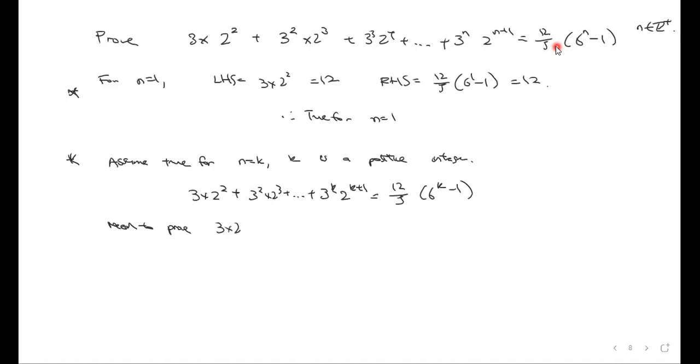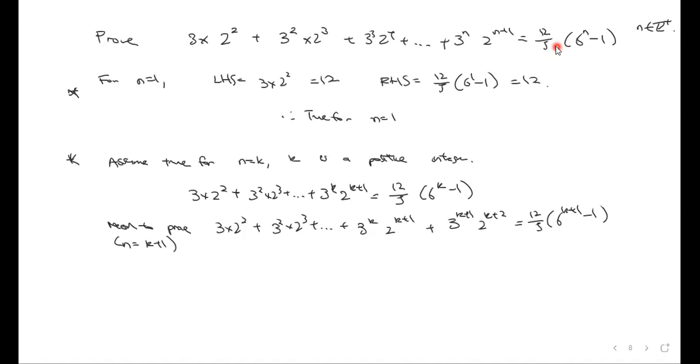3 times 2 squared plus 3 squared times 2 cubed plus dot dot dot plus 3 to the power of k times 2 to the power of k plus 1, plus one more term, 3 to the power of k plus 1 times 2 to the power of k plus 2, equals 12 over 5 times 6 to the k plus 1 minus 1. Basically, this is for n equals k plus 1. Okay.